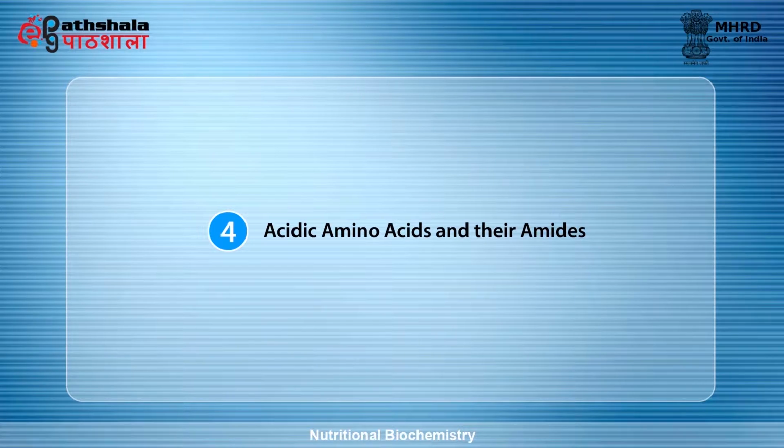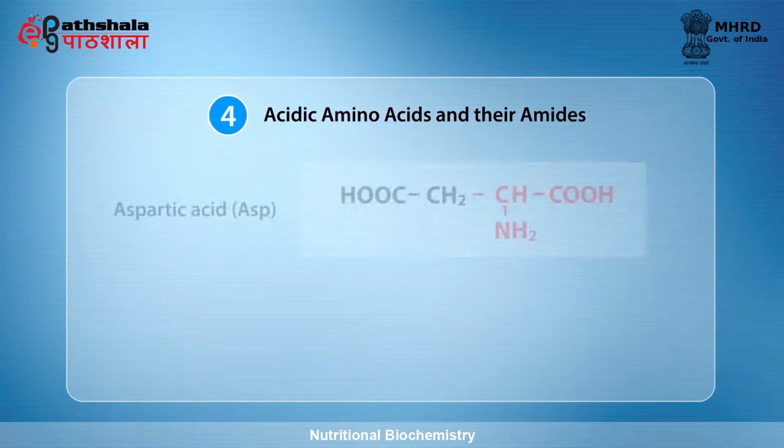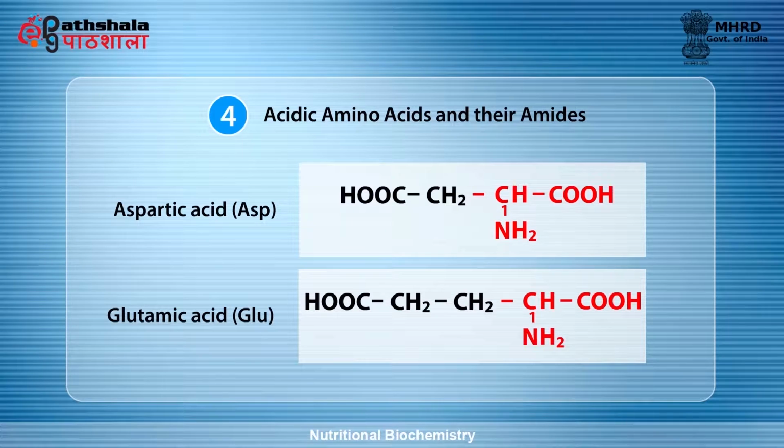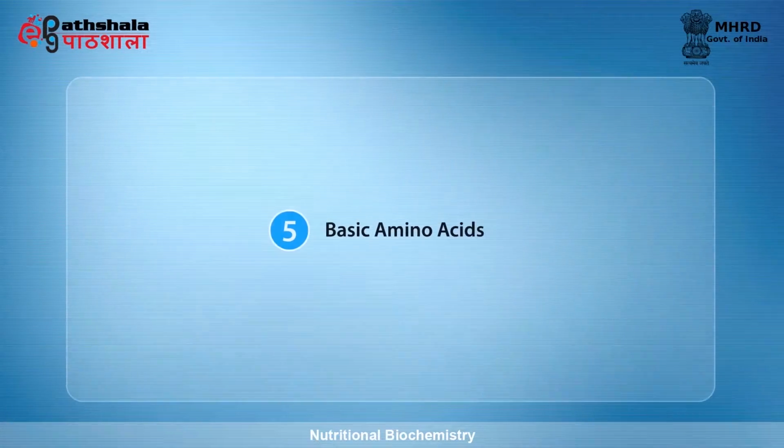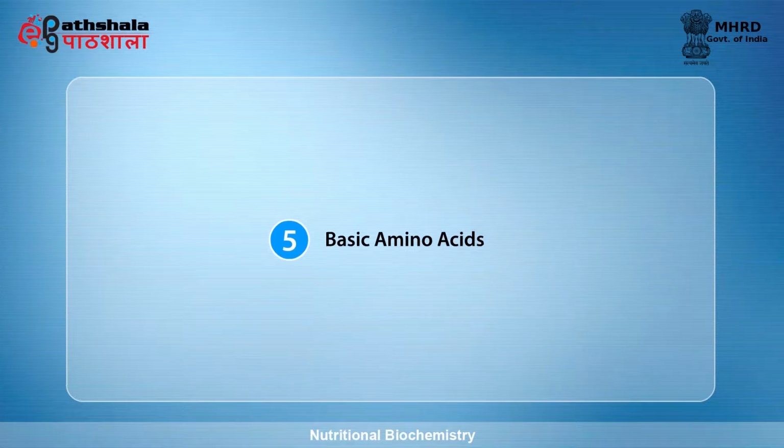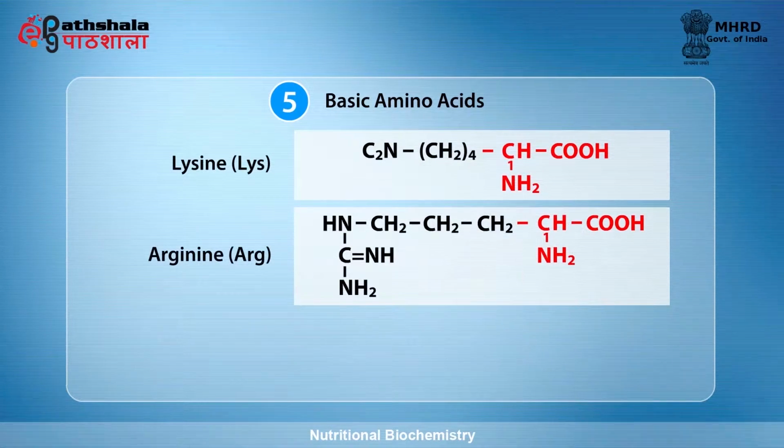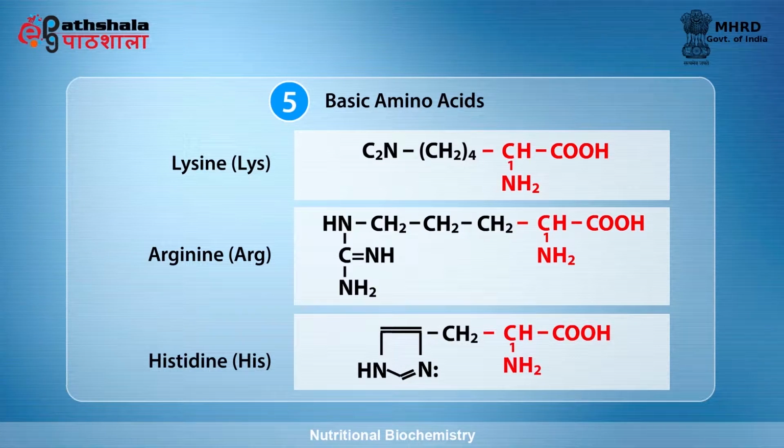Acidic amino acids and their amides. Aspartic acid and glutamic acid are dicarboxylic monoamino acids, while asparagine and glutamine are their amide derivatives. The next classification under structure, basic amino acids. The 3 amino acids, lysine, arginine with guanidino group and histidine with imidazole ring, are dibasic monocarboxylic acids. They have a highly basic character.